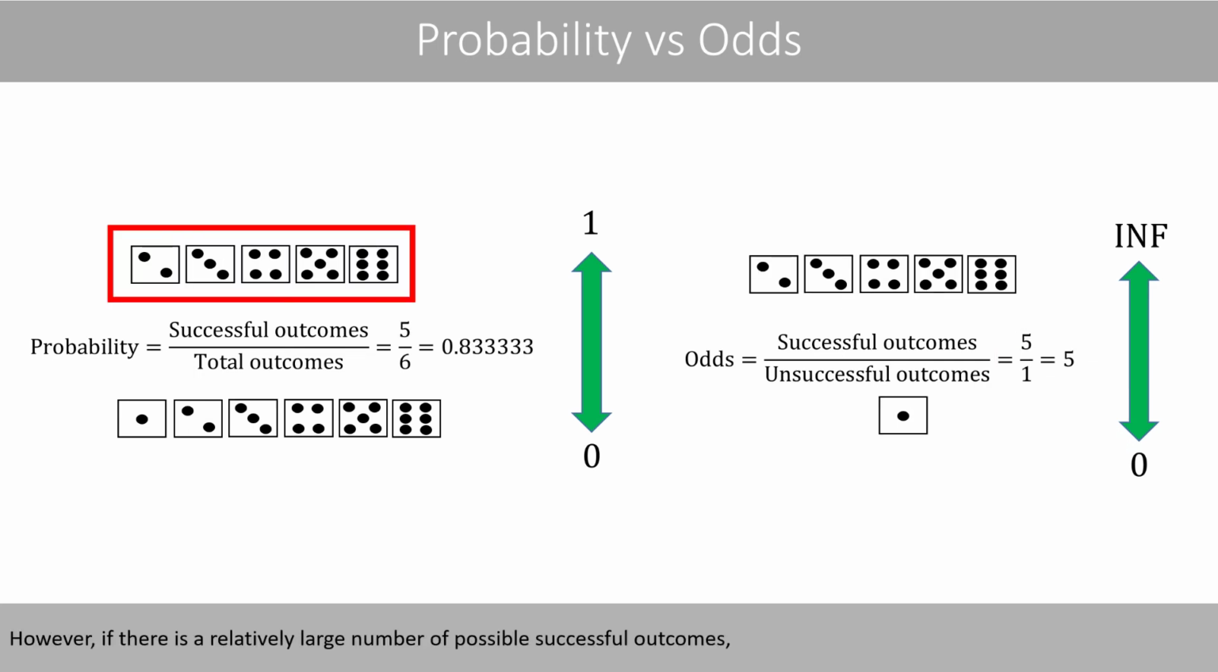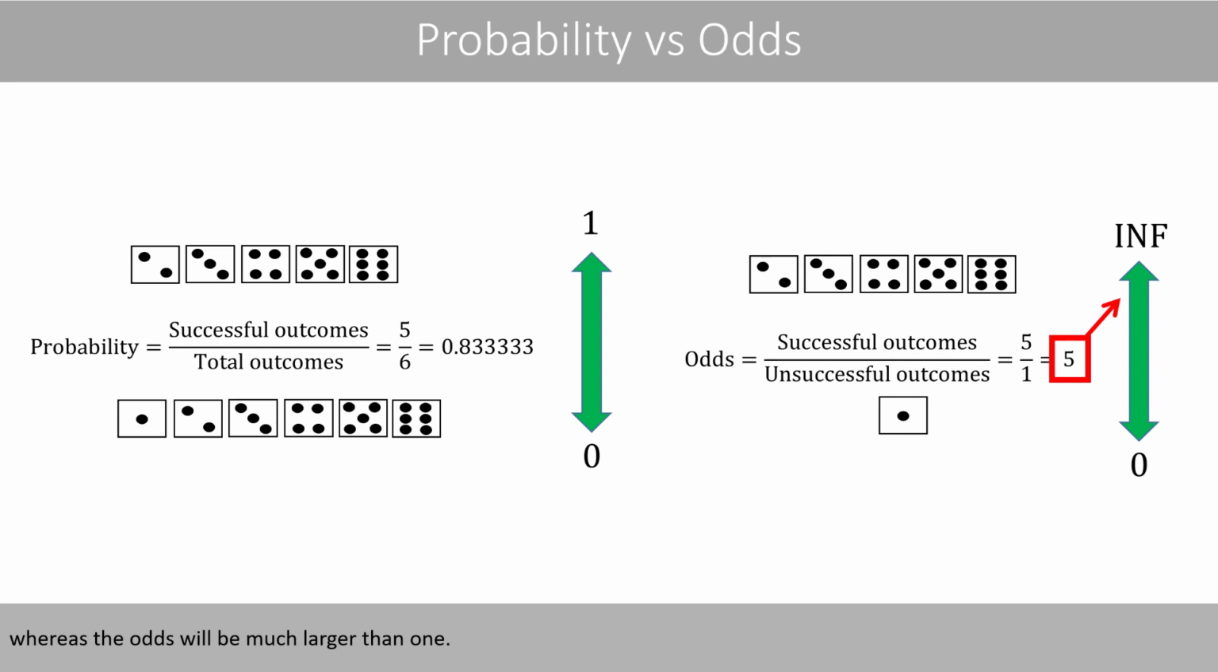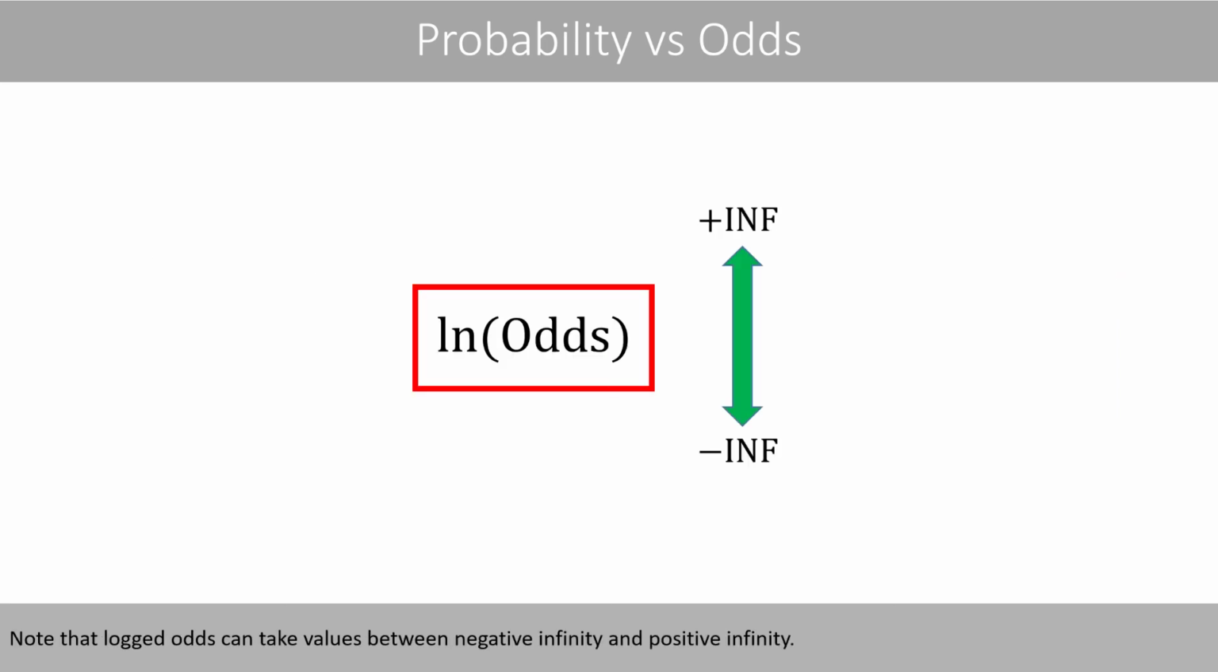However, if there is a relatively large number of possible successful outcomes, the probability will be close to 1, whereas the odds will be much larger than 1. Note that logged odds can take values between negative infinity and positive infinity.